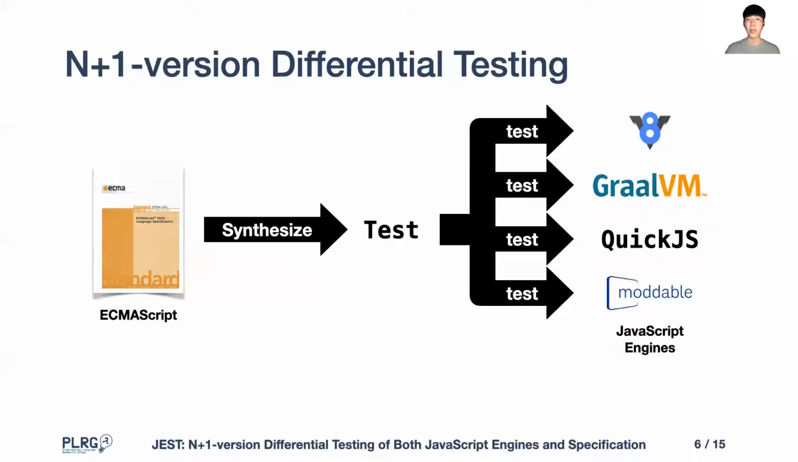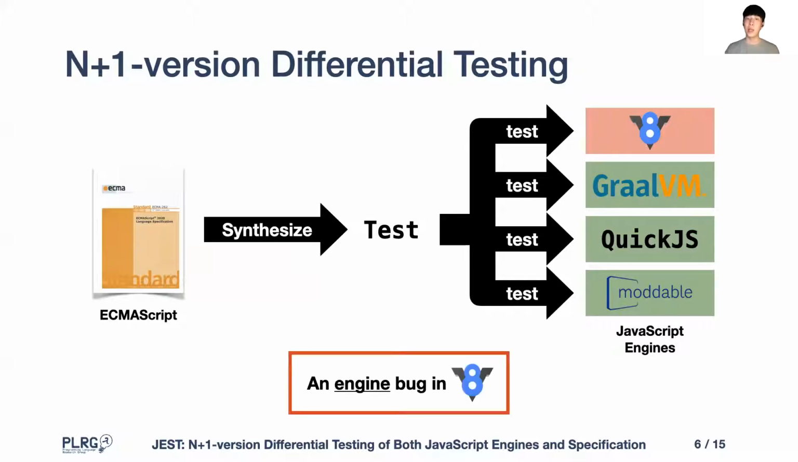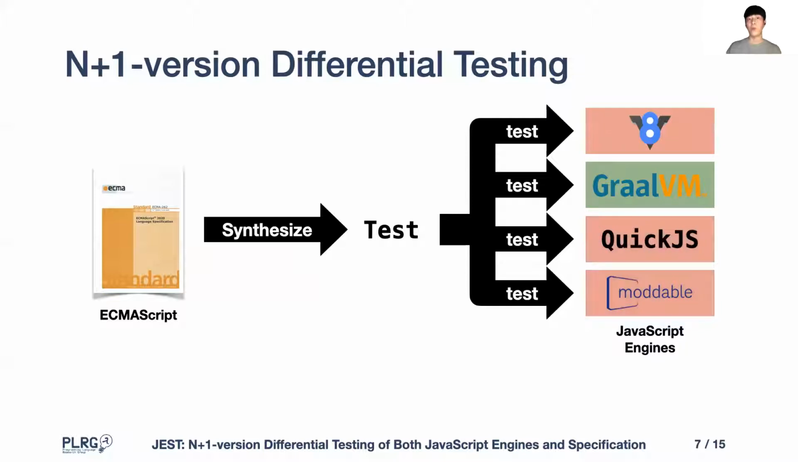We first automatically synthesize conformance tests directly from ECMAScript. Then we run them on multiple JavaScript engines. Assume that only the V8 engine fails a test, then similar to the traditional differential testing, we can say that an engine bug exists in V8 related to the test. However, our approach becomes more interesting in this case.